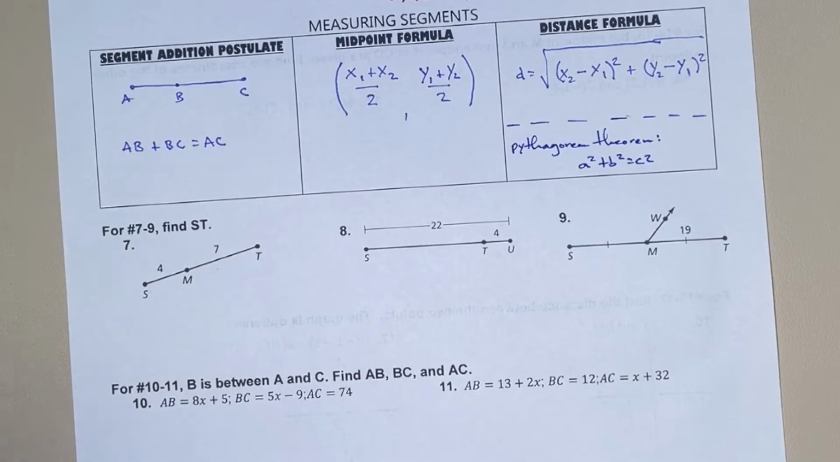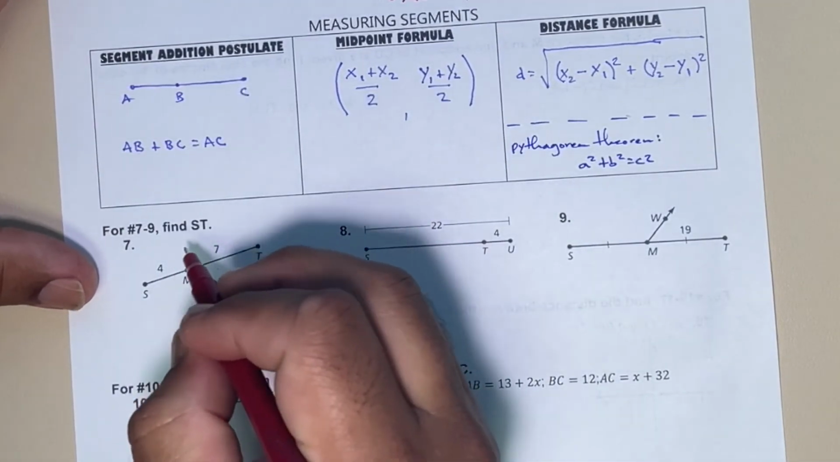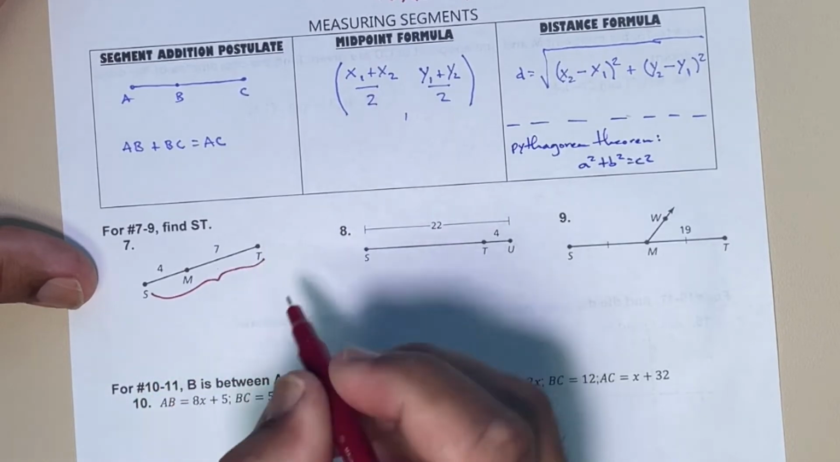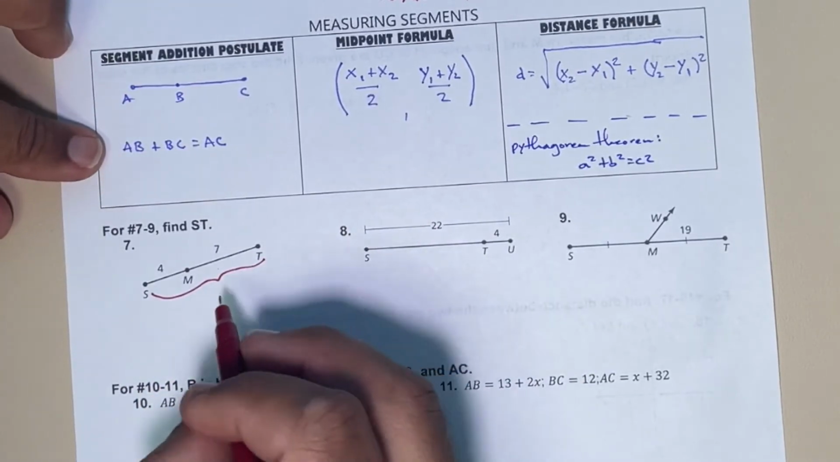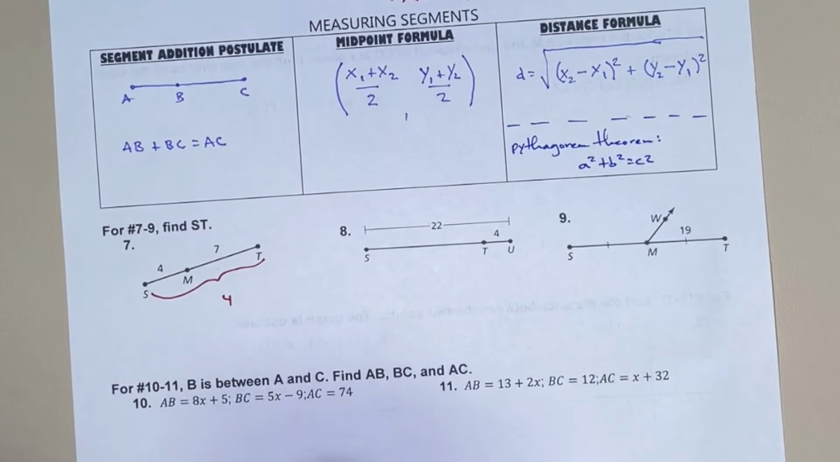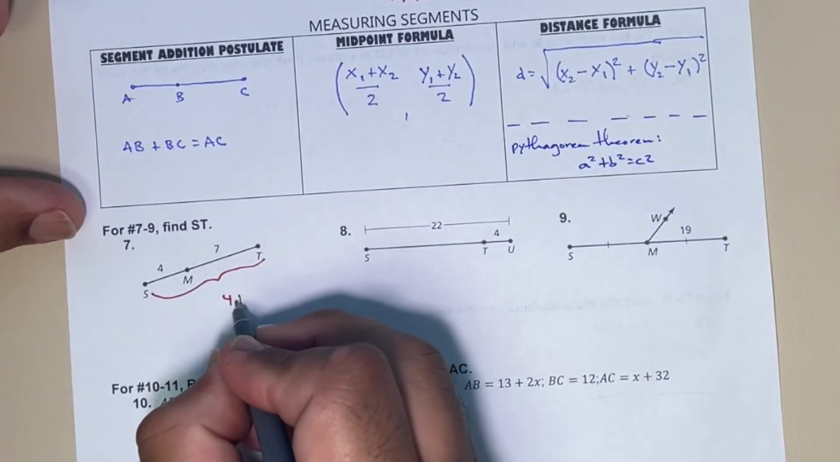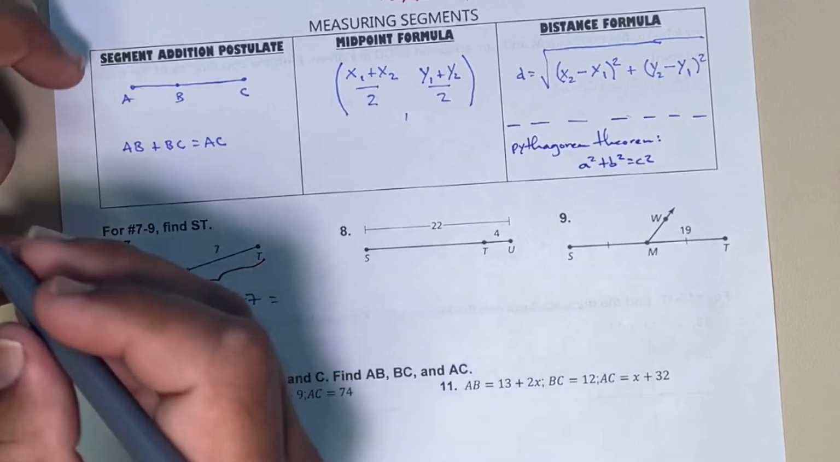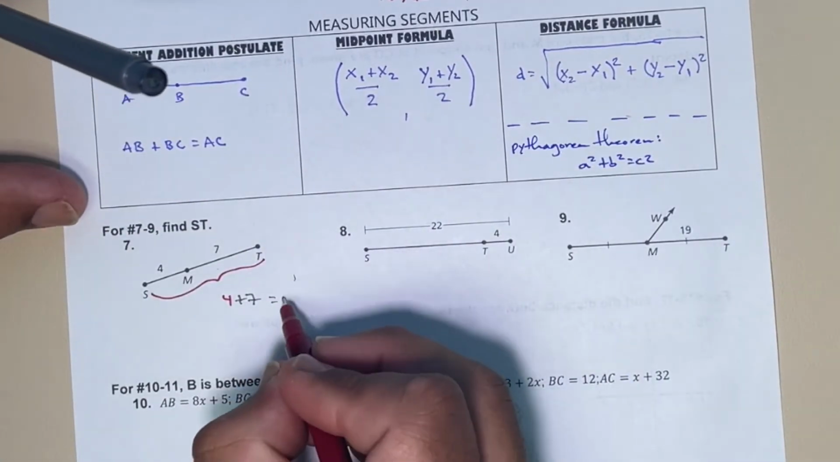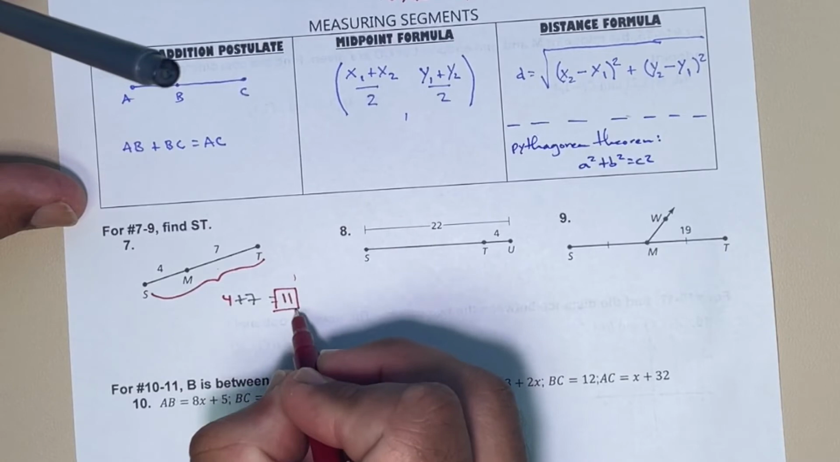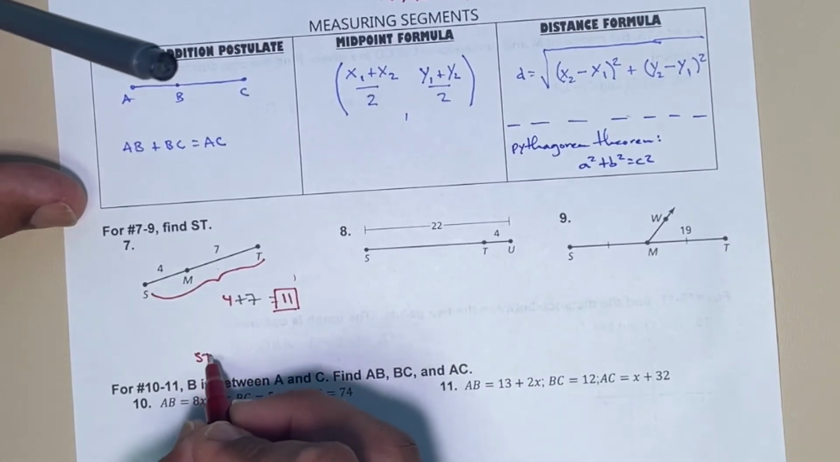Alright, some pretty standard questions here. We're going to find ST, which is the whole thing. So using segment addition, I'm going to add 4 plus the 7 equals 11. Or ST equals 11.